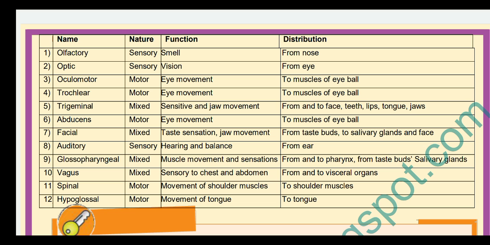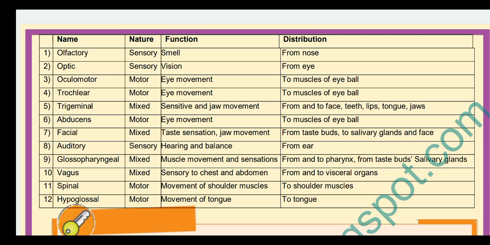Olfactory, that is related to the nose. Optic, related to the eye. Oculomotor, again related to the eye. Trochlear, that is related to the eye. Trigeminal, related to our jaw bones. Abducens, that is related to the eye. Facial, that is related to the facial muscles and also for taste impulses. Auditory, that is for hearing, the ear.